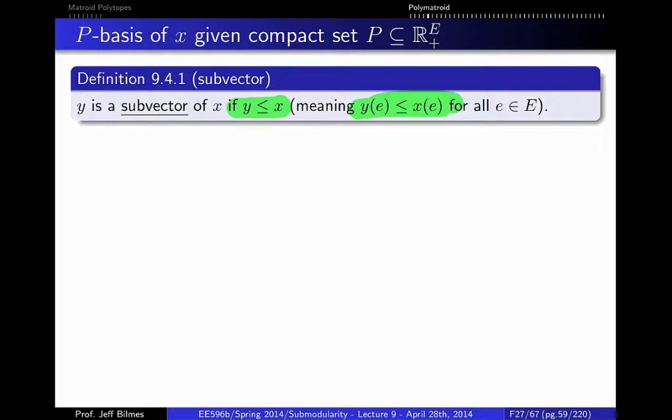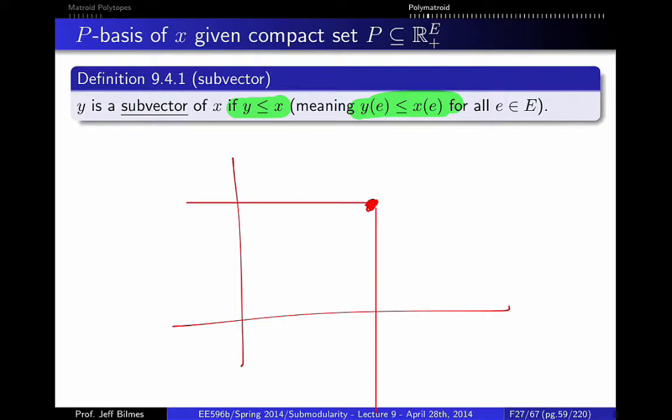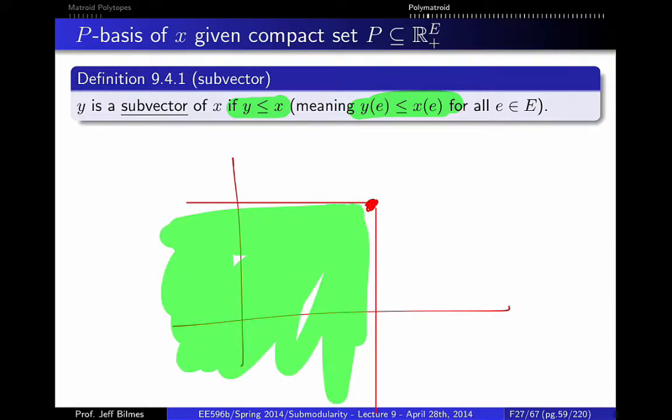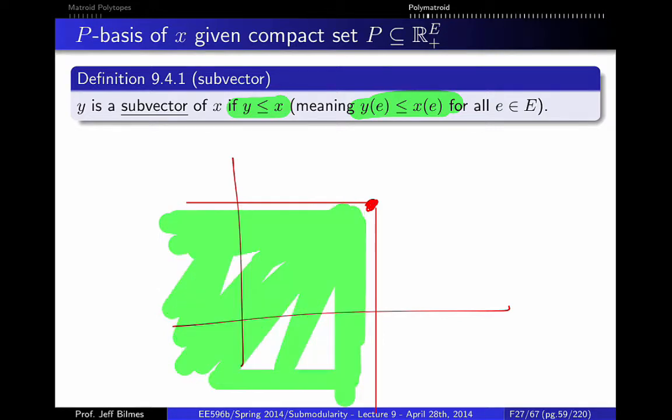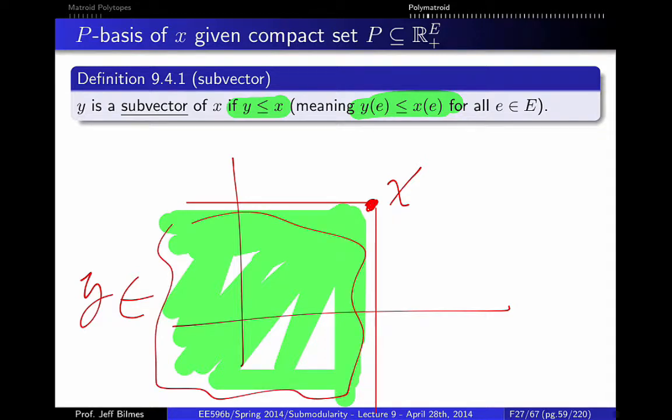So how would we draw it? Let's use R2. So if here's x, then all this stuff here is going to be subvectors. Everything to the left and down. So if this becomes x, whoops, it's a very strange way of drawing. This becomes x, and then y is in this green region. Okay.